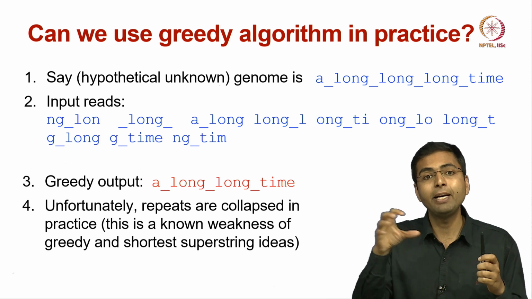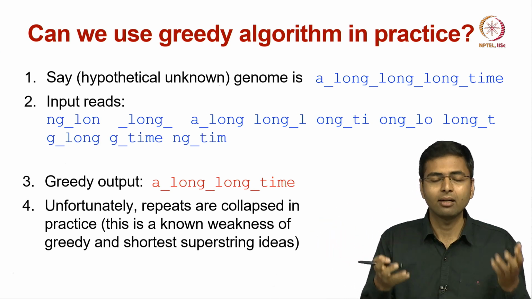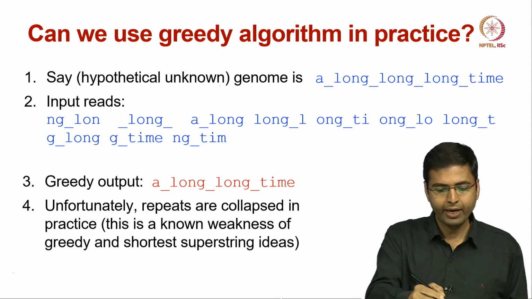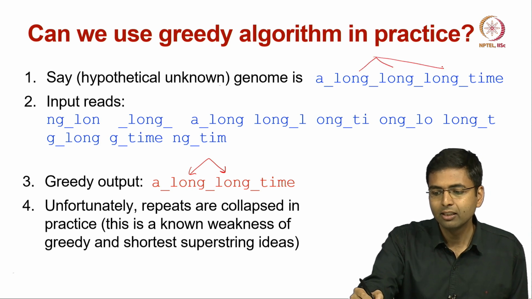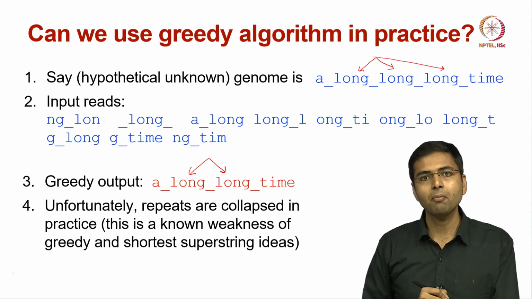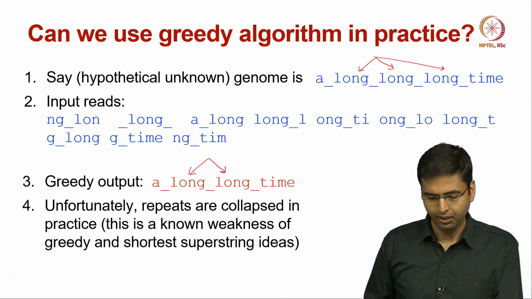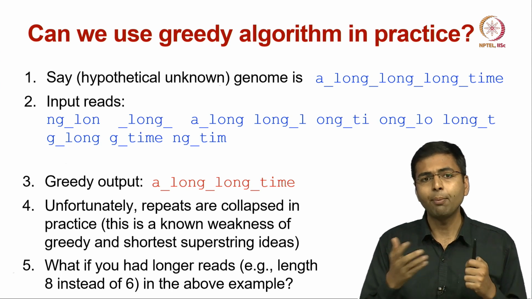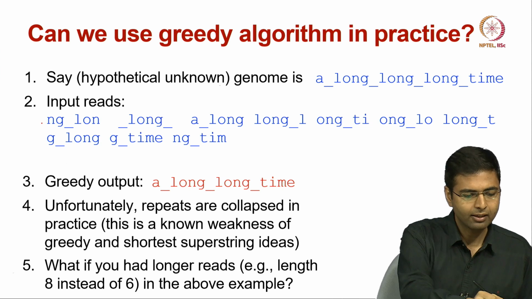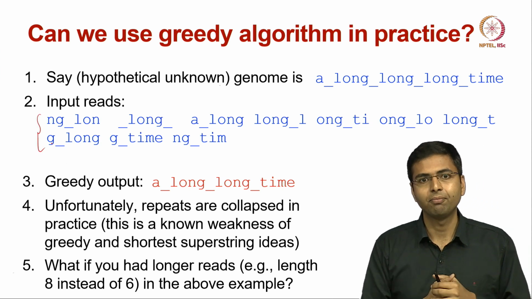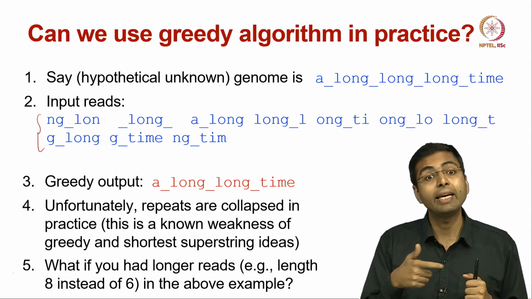That is, if you have many repeat copies, the copies in your output may be fewer than the true sequence. So here you have only 2 copies of the repeat, whereas the actual genome sequence had 3 copies of this repeat. This is a known weakness of the greedy algorithm. And you can also think about another question, like what if you had longer reads? So for example, in this case I am considering reads of length 6, but what if I have another example in which reads have length 8 instead of 6?